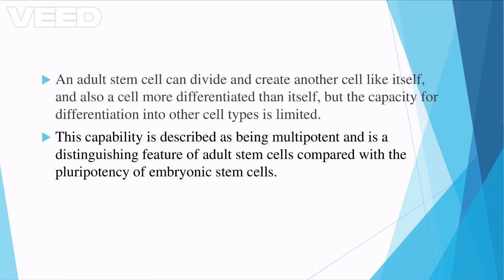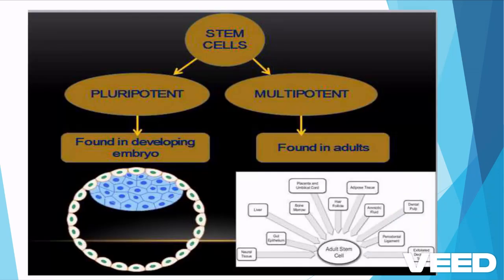An adult stem cell can divide and create another cell like itself, and also a cell more differentiated than itself, but the capacity for differentiation into other cell types is limited. This capacity is described as being multipotent and is a distinguishing feature of adult stem cells compared with pluripotency of embryonic stem cells. So stem cells can be basically divided into pluripotent and multipotent. Pluripotent is found in the developing embryo and multipotent is found in adults.